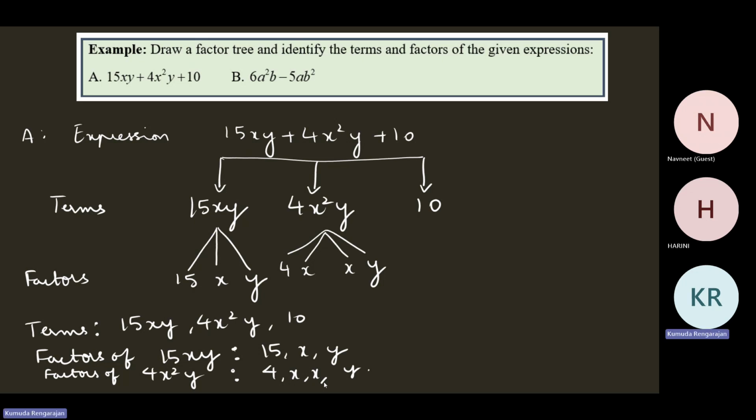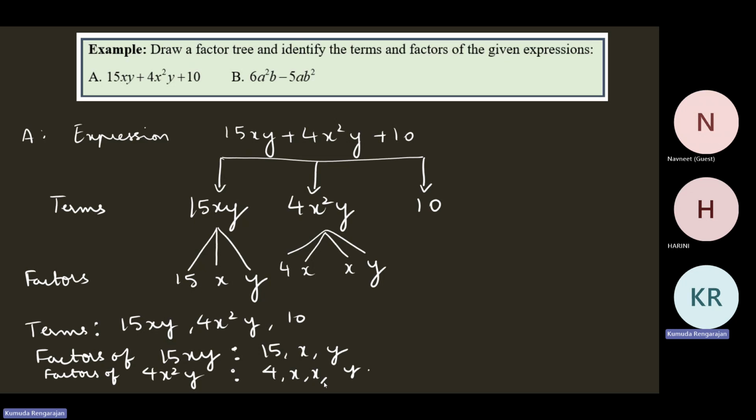The third term is 10. Actually, we do it in a different way, but I'm just teaching you as per Exceed. Now for the other school students, I do it in a different way. So for Exceed, this is how we learn in Exceed. 10 can be written as 2 and 5. 10 is equal to 2 into 5.